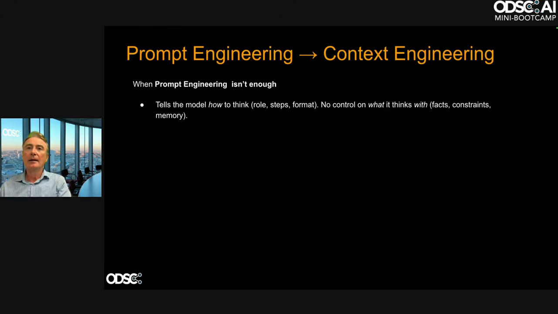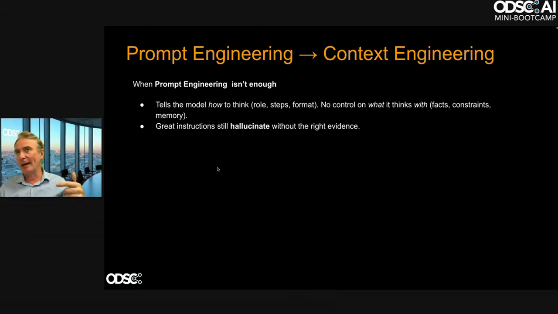Prompt engineering is not enough because with prompt engineering, you're telling a model how to think, what role it is, and what steps to take, but prompt engineering has no control over what the model actually thinks, what facts it has, what constraints it has, or what memory it has, right? With prompt engineering, you're trying to do some of that, but really you've got no control over what the LLM already knows. So even good or great instructions can still cause hallucination without the right evidence.